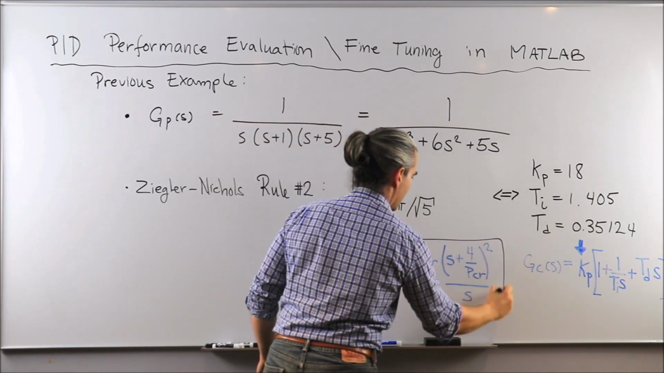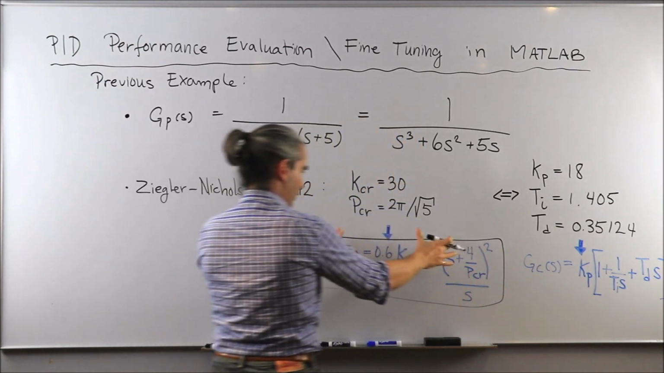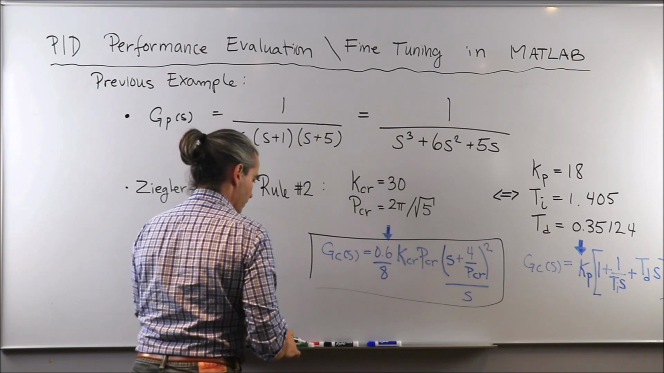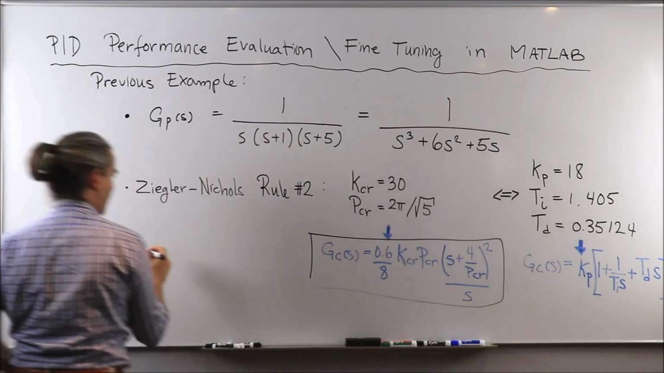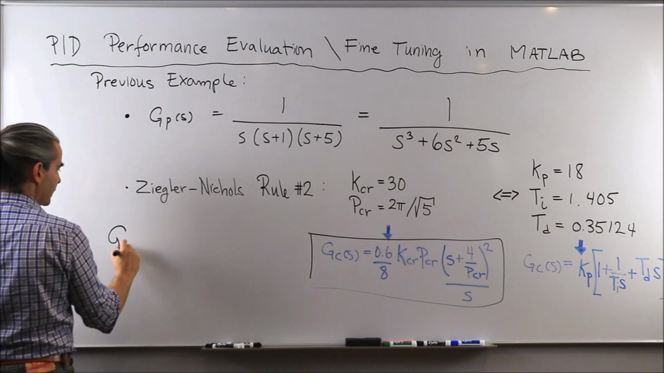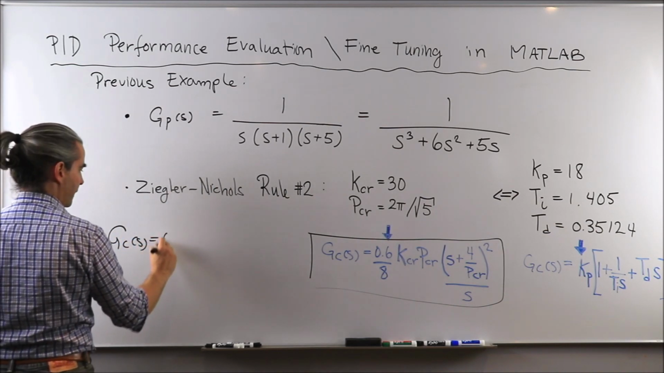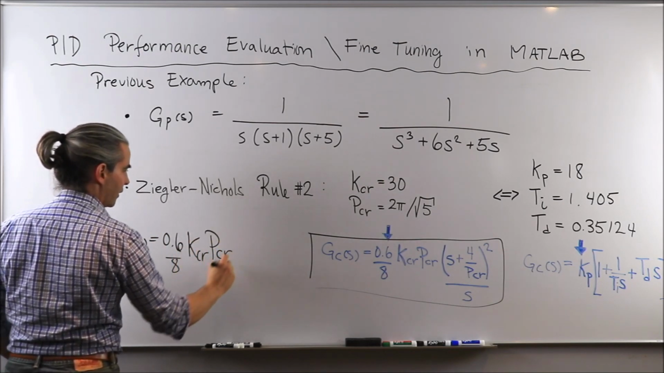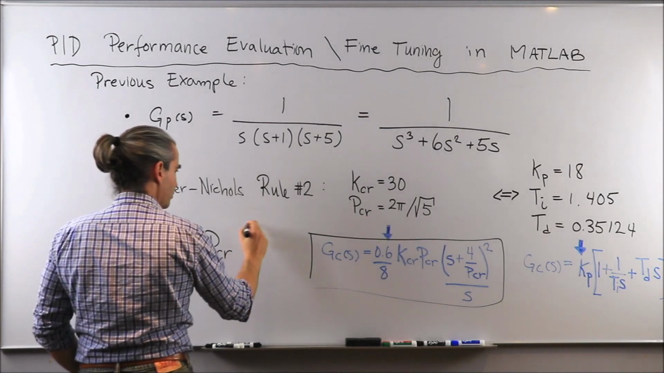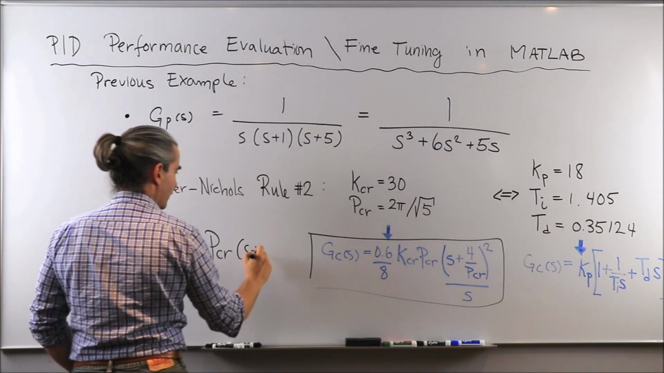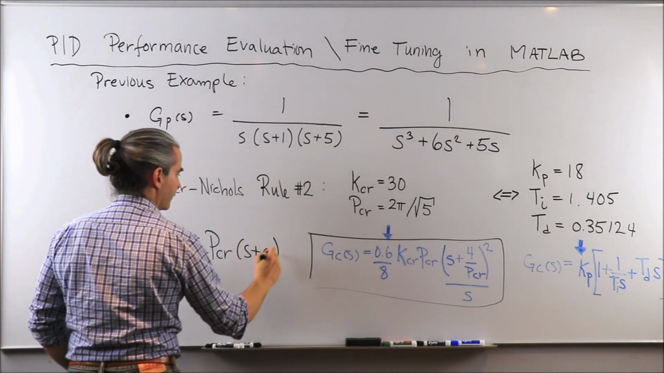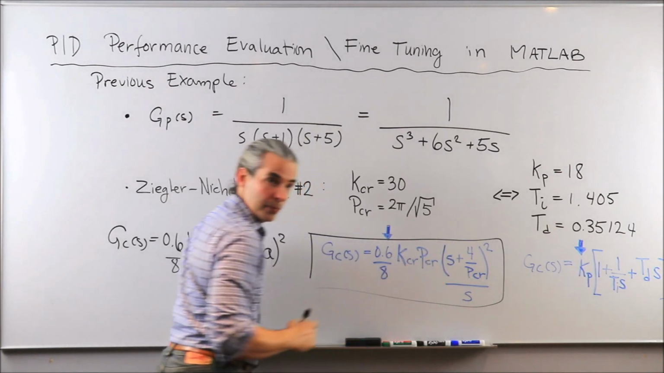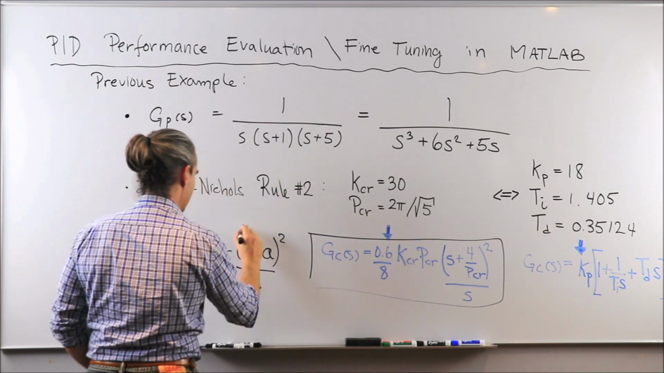And for the purpose of our implementation, we're going to use the alternate form of our PID control law in MATLAB. Instead of the standard form, we're going to play with that one. So let's rewrite that in a polynomial form so that we can easily implement it in MATLAB. So this is going to be 0.6 over 8 times KCR times PCR, which doesn't change. Then to make our life easier, let's define a new parameter A, being simply the ratio of 4 over PCR, all this over s.